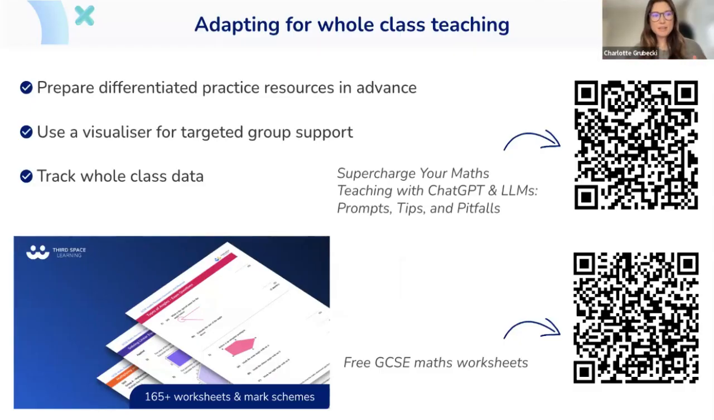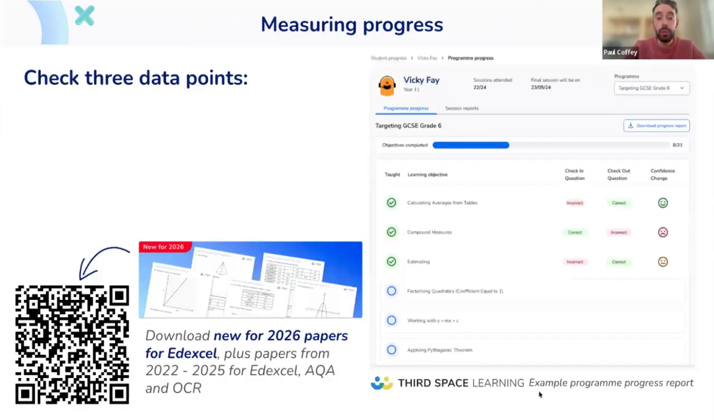And just thinking about the data for using it in class, could you also use this at a department level as well? Oh, absolutely. And this is where it becomes a genuinely powerful tool for heads of maths and revision leads. If every teacher in your department is running a structure like this, then you can aggregate the check-in and check-out data across multiple classes and identify topics where students across year 11 need more support.